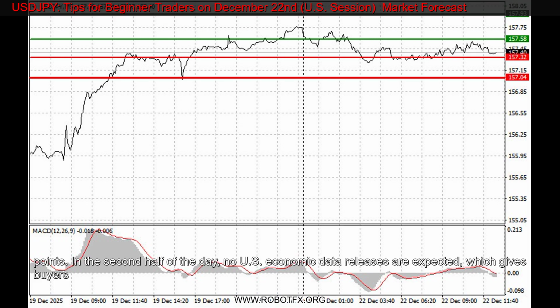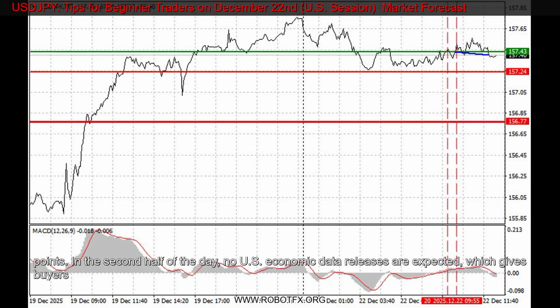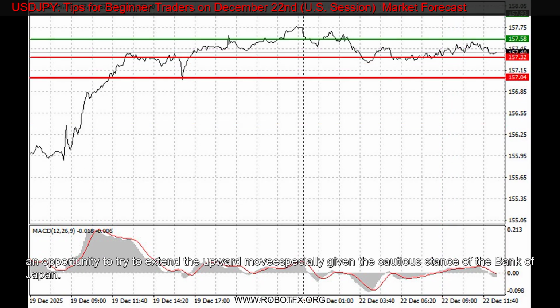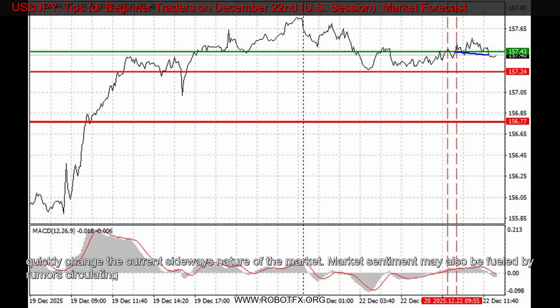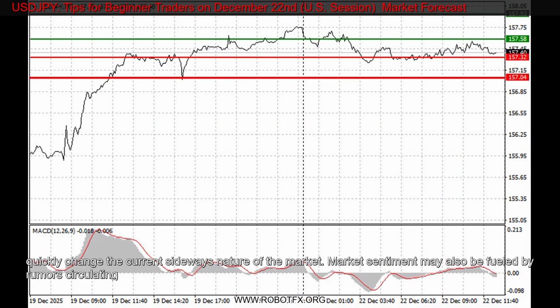In the second half of the day, no US economic data releases are expected, which gives buyers an opportunity to try to extend the upward move, especially given the cautious stance of the Bank of Japan. However, one should also take into account unscheduled speeches by representatives of the US Federal Reserve, which could quickly change the current sideways nature of the market. Market sentiment may also be fueled by rumors circulating about future actions by the Bank of Japan.